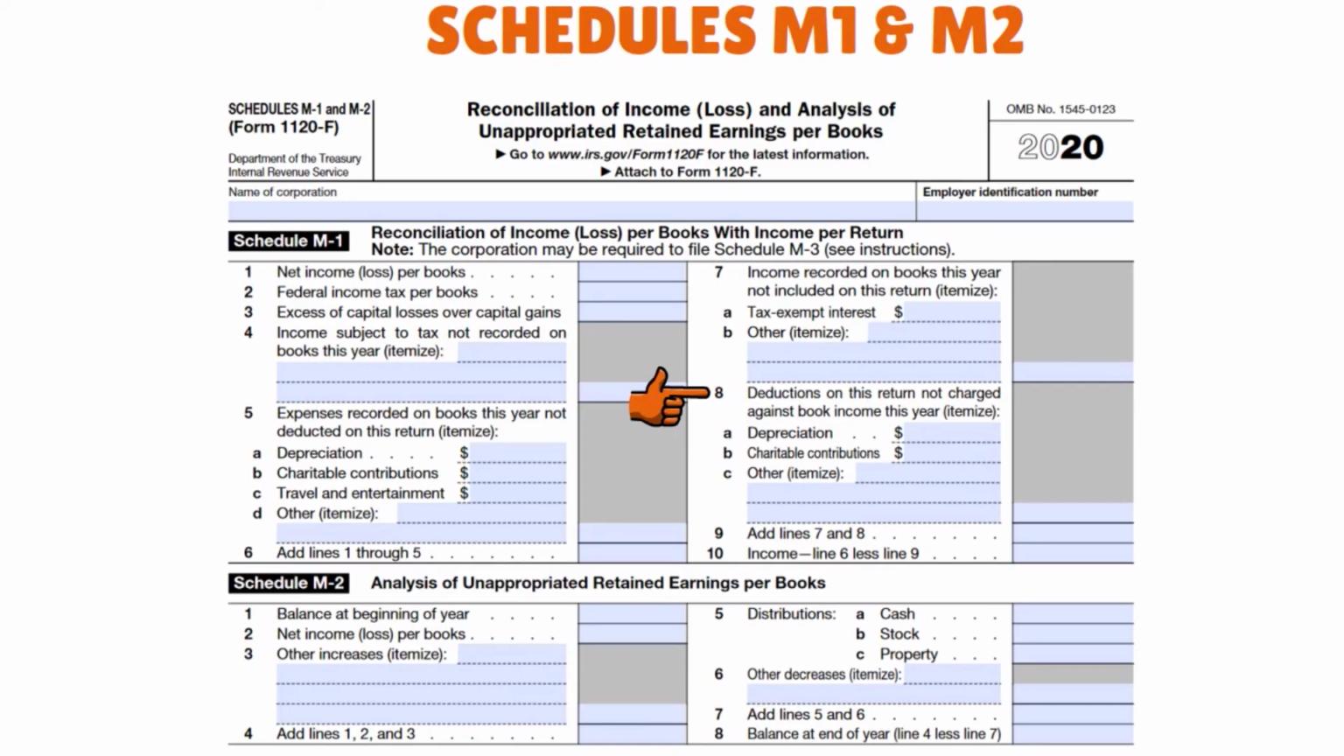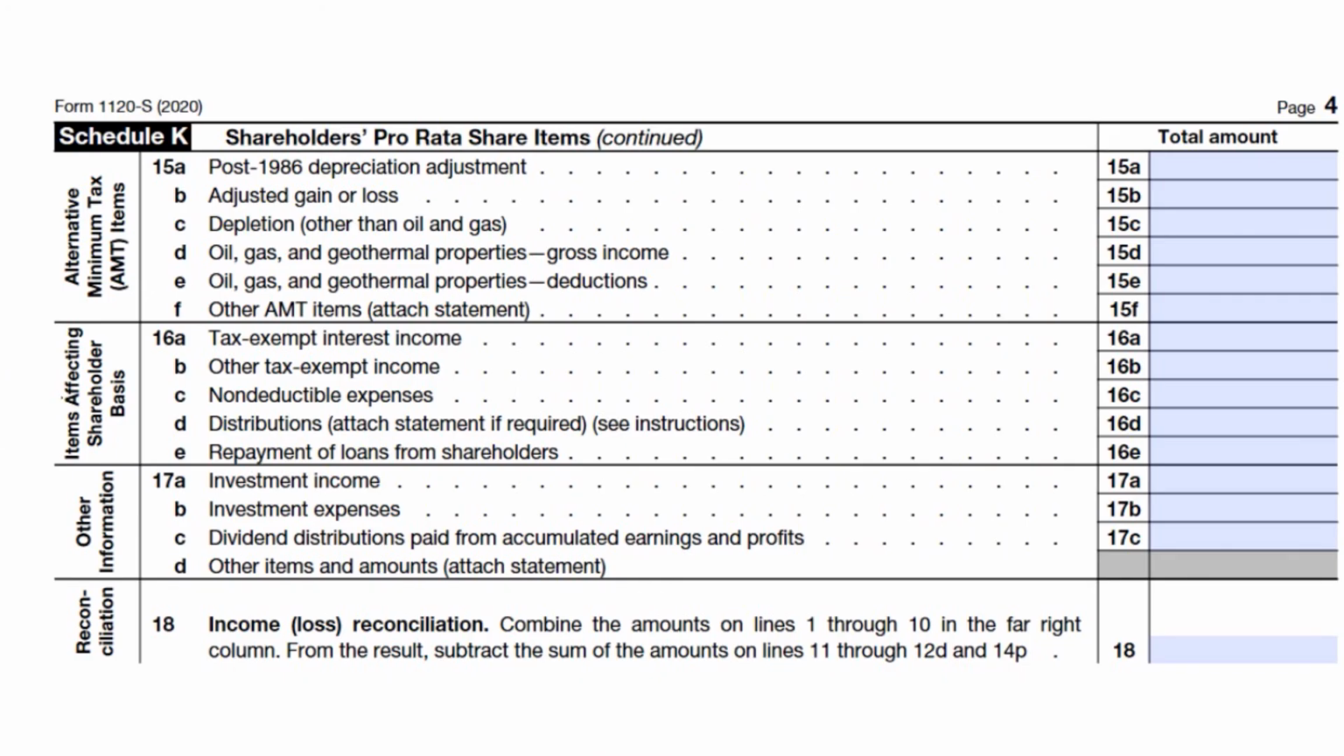So line 8 of Schedule M1 should match line 18 of Schedule K when you have finished reconciling your books to your tax returns. What is line 18 of Schedule K? Let's go back to that. We can see here on the screen. Schedule K, line 18, is the income or loss reconciliation. Combine the amounts on lines 1 through 10 in the far right column. From the results, subtract the sum of the amounts on lines 11 through 12D and 14P. So this is what it is.